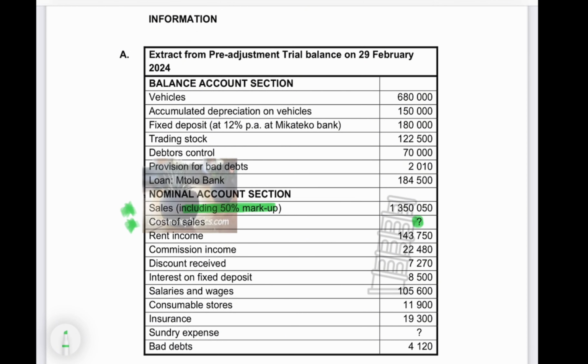Now we move on to the incomes. For the incomes, I will use a different highlighter. We have rent income, we have commission income, and we have discount received; those are the incomes that I see. Now someone can argue and say interest on fixed deposit. Interest on fixed deposit is an income, however, it is an interest income. In our statement of comprehensive income, there is a section for interest income, so that is where your interest on fixed deposit will go. I will just show you now.